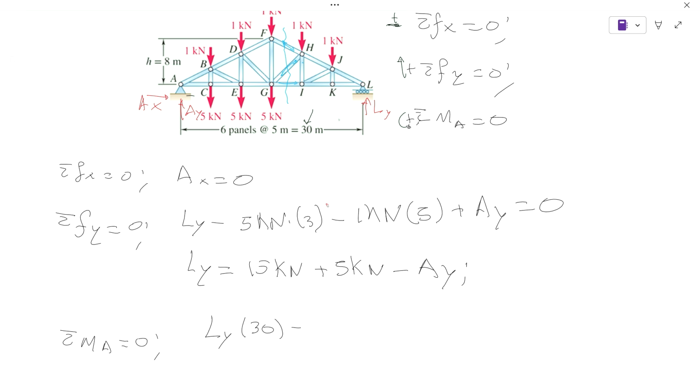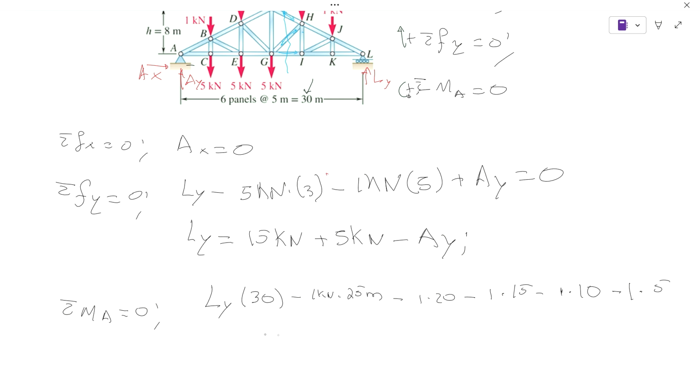So we have 1 kilonewton times 25 meters, minus 1 times 20. I'm going to leave the units out, but we know it's kilonewton meters. Minus 1 times 15, minus 1 times 10, minus 1 times 5, minus 5 times 5, minus 5 times 10, minus 5 times 15 equals 0.